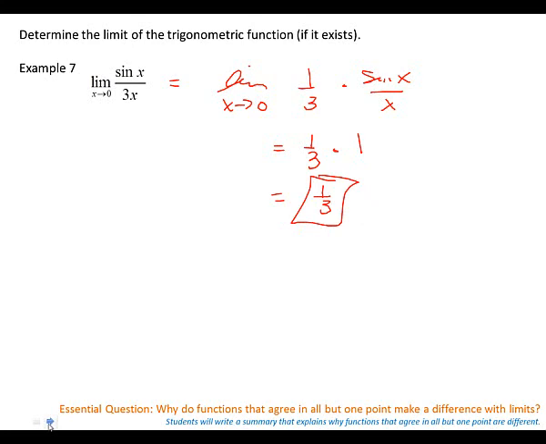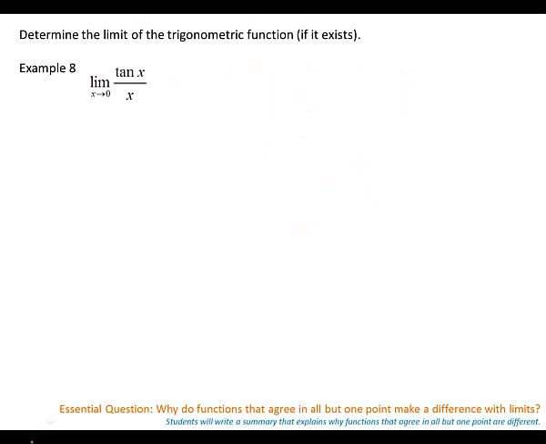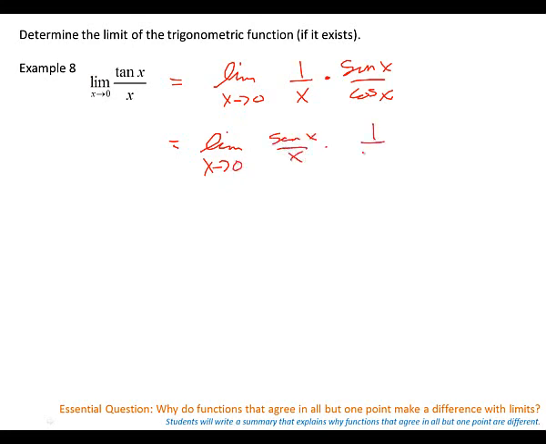Alright, let's try the next one. I didn't say anything about tangent, did I? But we know that we can take tangent and move it into sines and cosines, can't we? So that's what we're going to do with this. So this is really the limit as x approaches 0. I'm going to pull that 1 over x out front for a minute, and what's my tangent going to turn into? Sine x over cosine x. Could I rewrite it as sine x over x times 1 over cosine x?